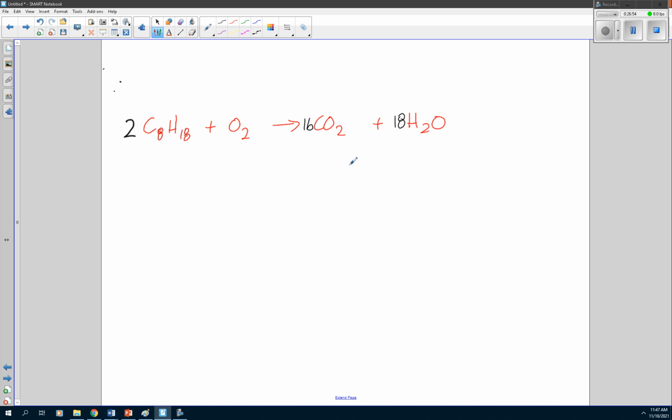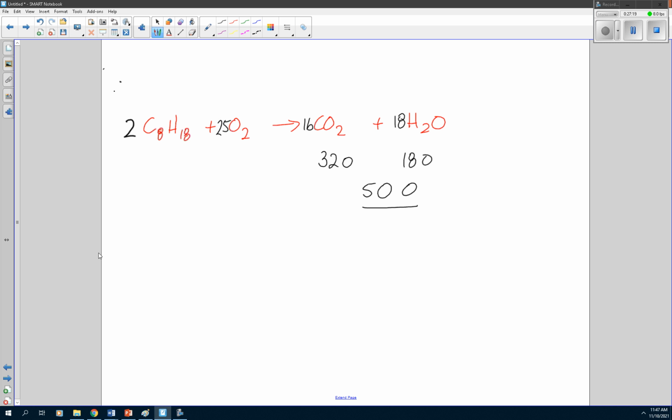Now if I sum my oxygens, I have 16 times 2. That's 32 oxygens. Here I have 18 times 1. That's 18. And if I sum these, 32 and 18 gets me 50 oxygens. That's something I can work with. How do I get 50 oxygens here? 50 oxygen atoms, well, I'd really need to have 25 oxygen molecules. Now your equation is balanced.